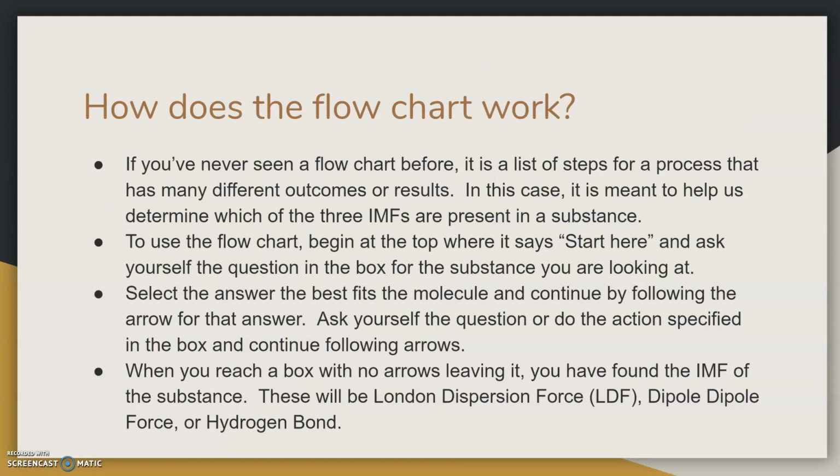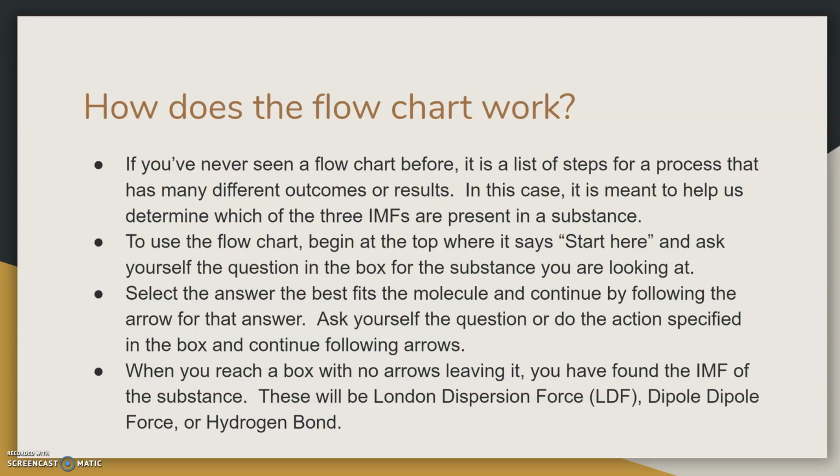How does the flowchart work? If you've never seen a flowchart before, it is a list of steps for a process that has many different outcomes or results. In this case, it's meant to help us determine which of these three IMFs are present in the substance. To use the flowchart, begin at the top where it says Start Here, and ask yourself the question in the box for the substance you're looking at.